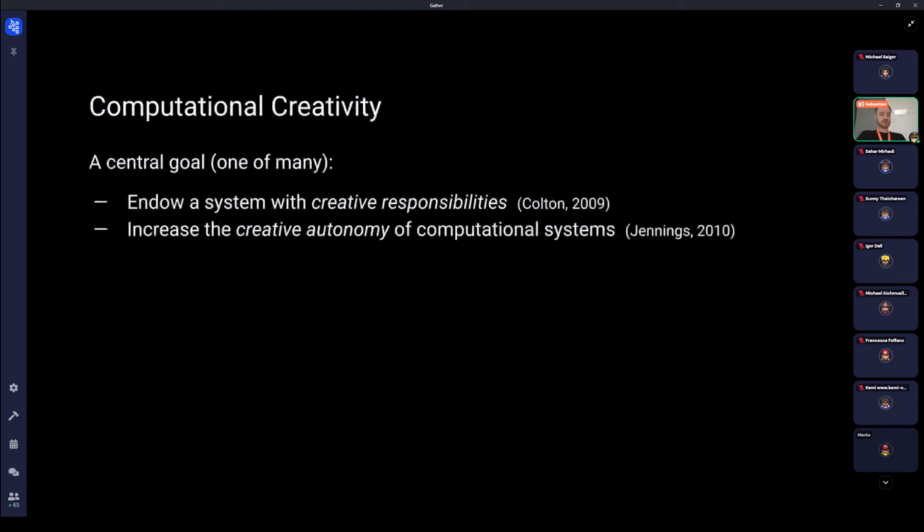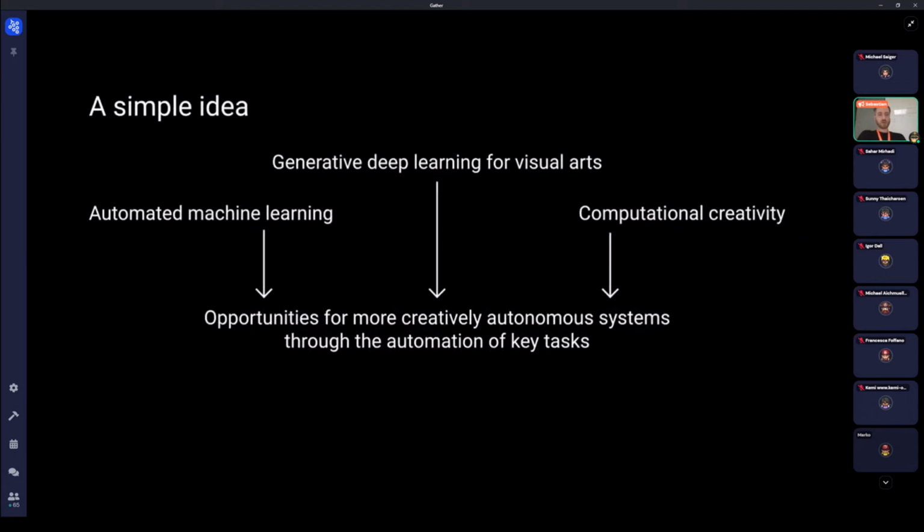Then, of course, computational creativity is the lens that we look at this through. Here we have to take into consideration one of the central goals. There are many, for sure, but one of the central ones is to endow a system with creative responsibilities and thus to increase the creative autonomy of such a computational system. So it was a simple idea to put these three together: generative deep learning and the visual arts and how it's used in the real world, the concept of automated machine learning, and the information that we got from 20 years of computational creativity research about autonomy. These provide a lot of opportunities for more creatively autonomous systems through the automation of key tasks.